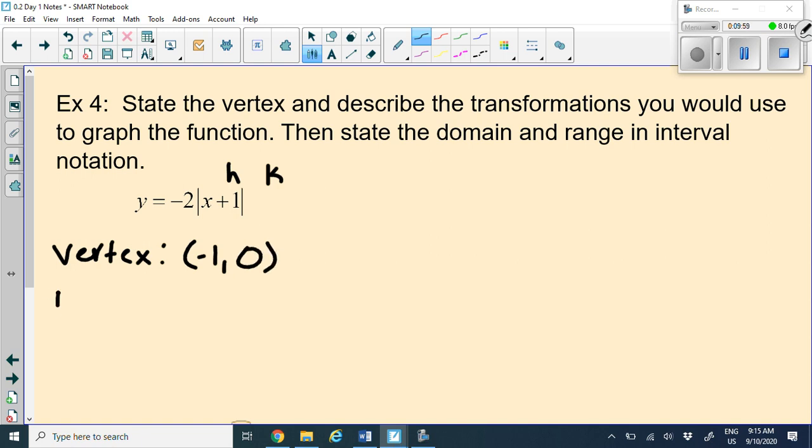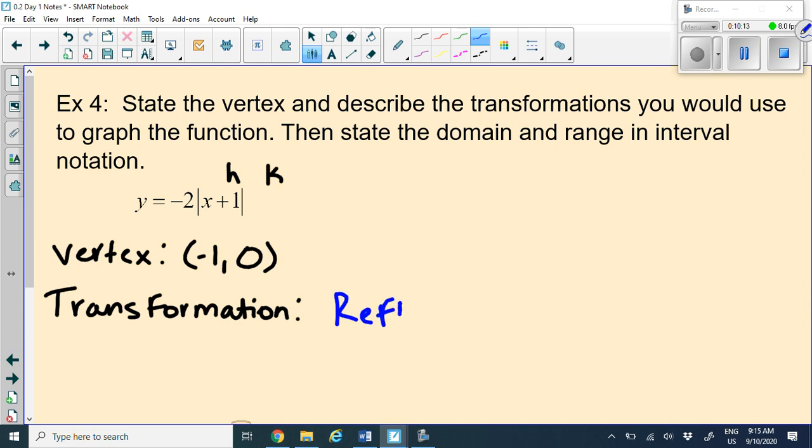Okay, let's talk about the transformations. If we look at our a value, notice that it is negative. So we need to talk about the reflection first. So we have a reflection over the x-axis. Make sure anytime you have a reflection, you write that first. Otherwise, you're not going to have it correct.